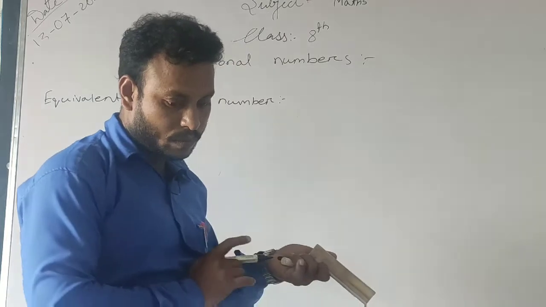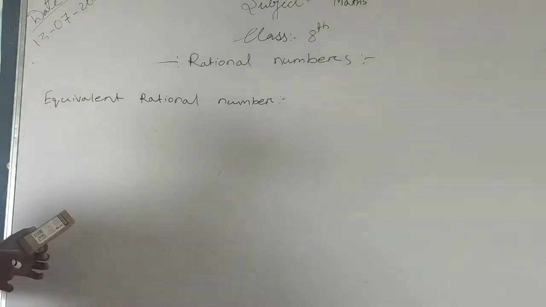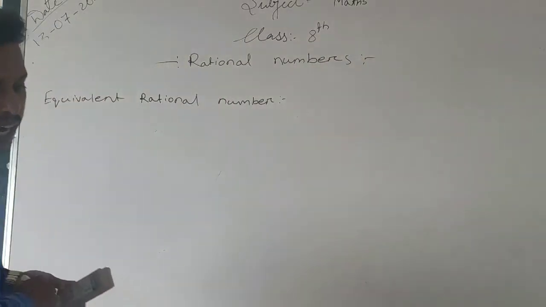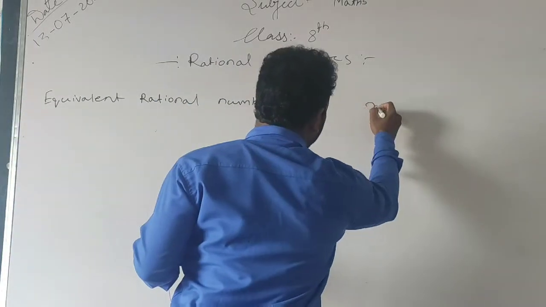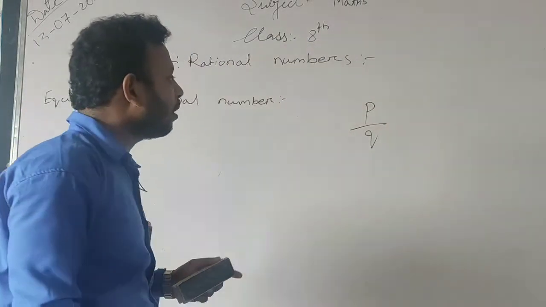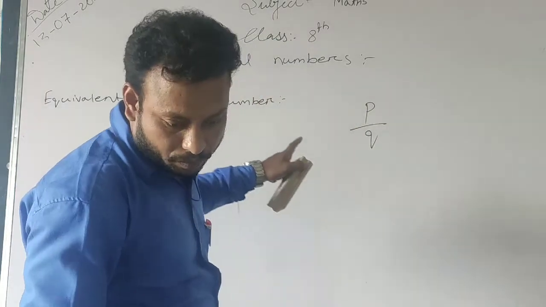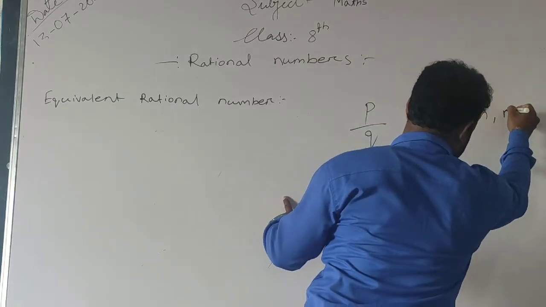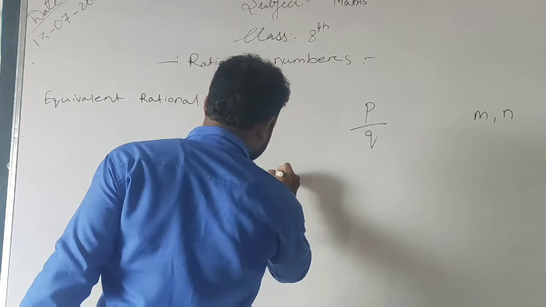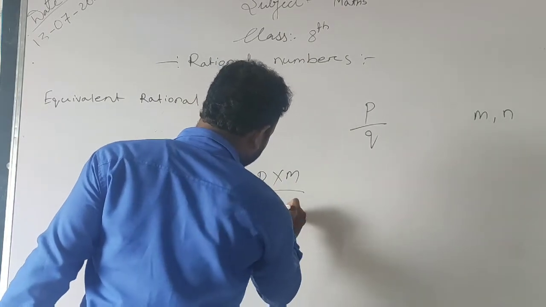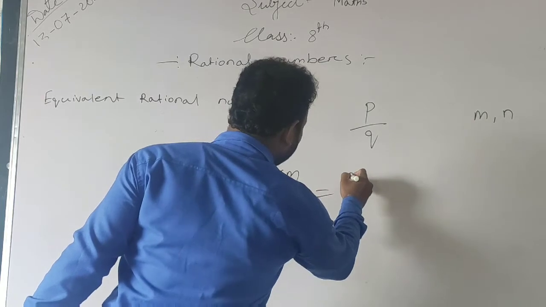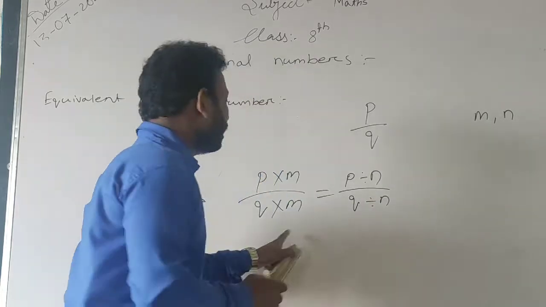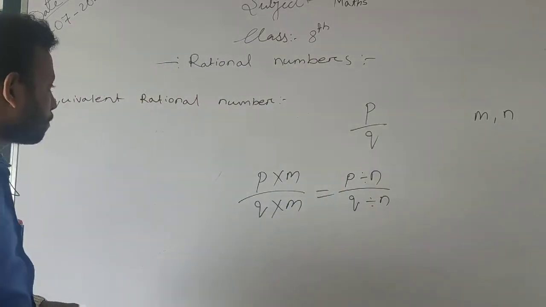If we multiply or divide P and Q of a rational number P by Q by any non-zero integers M and N, that is, if we multiply P by M and Q by N, we get P times M divided by Q times N. This is called an equivalent fraction.